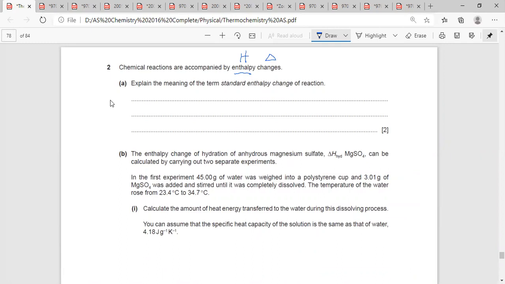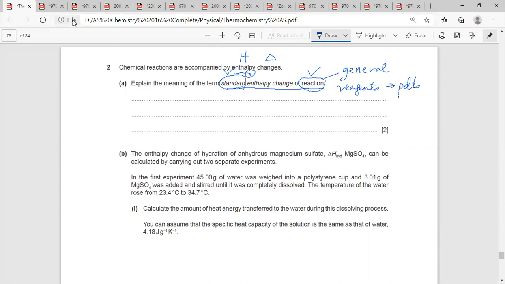Explain the meaning of the term standard enthalpy change of reaction. Now the word standard here. 2 marks: 1 mark for the standard, 1 mark for the enthalpy of reaction. A reaction here means a general reaction, any reaction, any system with reagents and products is called a reaction as well. No specific definition.